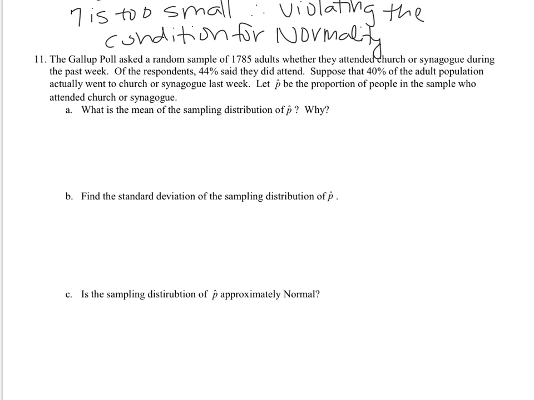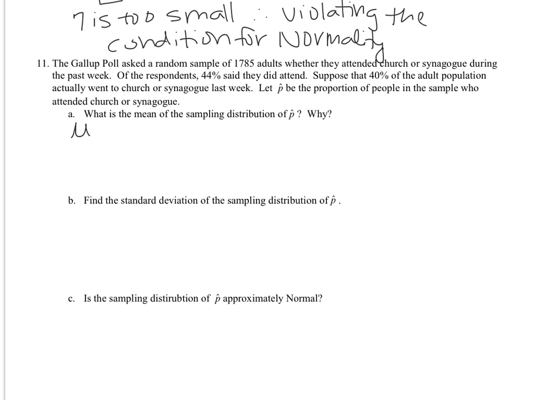So, mu sub P hat is equal to P. And that can be our why part. If you want to write that out in word form, you can. But other than that, that's the definition of what the formula is. So, mu sub P hat is equal to 0.40.